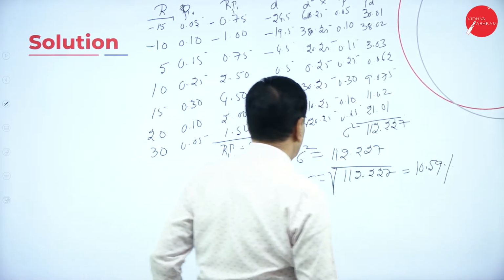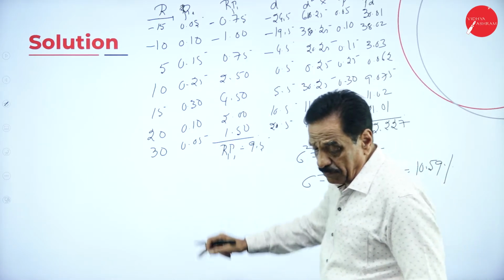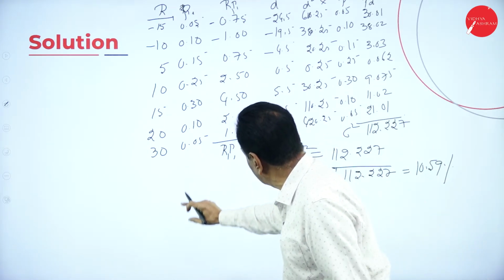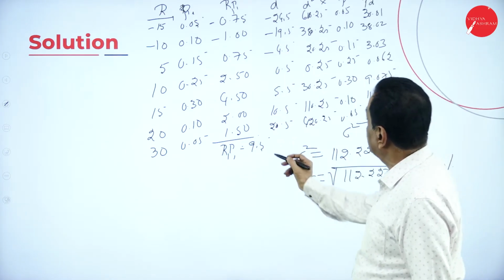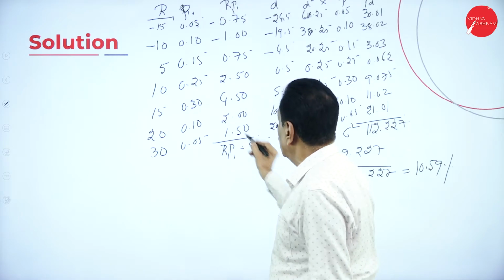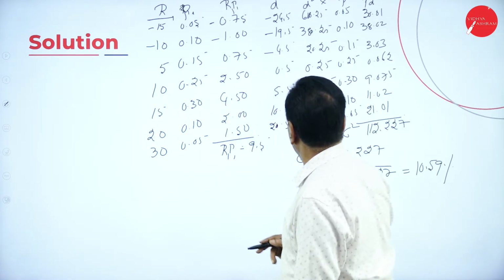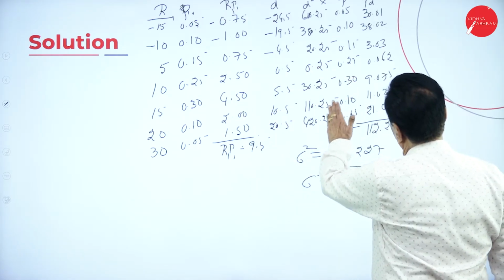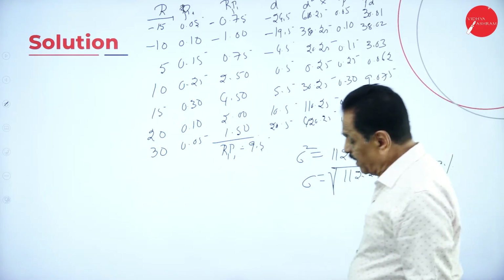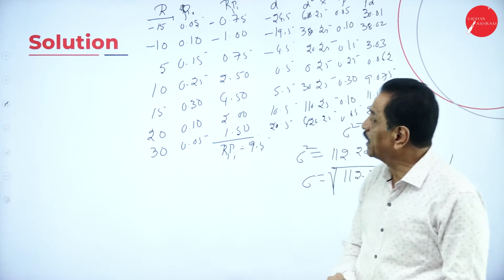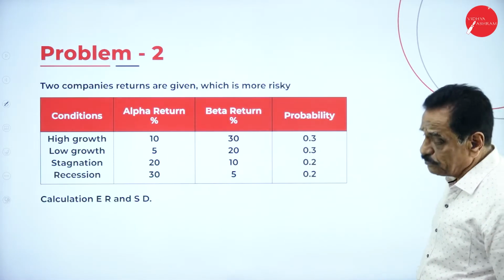So how to do that? First write the return, then the probability chances. The total is 9.5. Take the deviation, square of the deviation, multiplied by the probability, then take the root of this. Hope you understand this. We'll move on to the next problem.